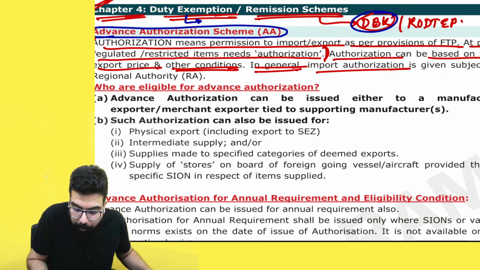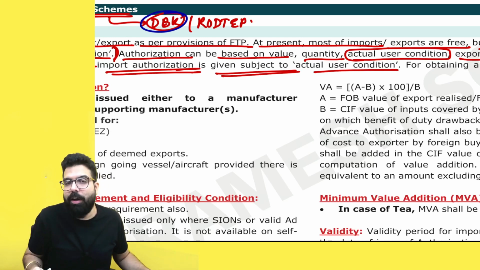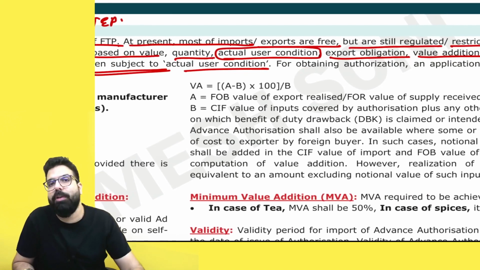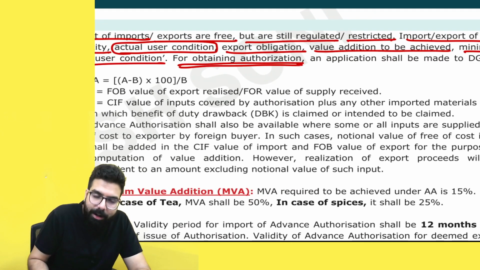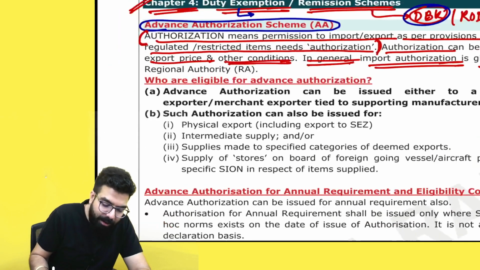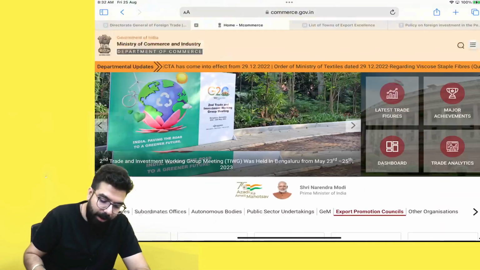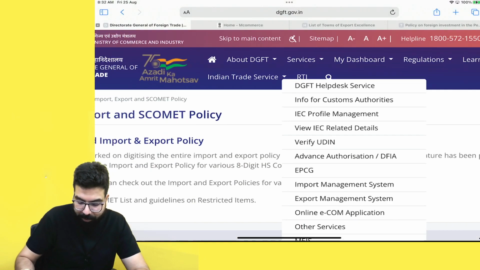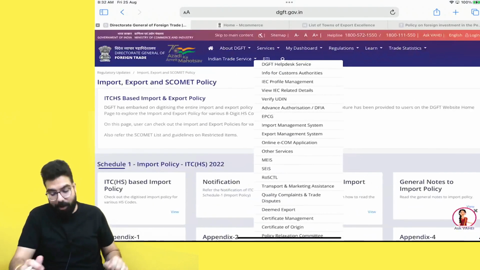In general, import authorizations are subject to actual user condition, means the actual user who has been given the authorization only can go ahead and import, and he has to use the imported product for making the final product. For obtaining authorization, an application shall be made to the DGFT or the regional authority. I have already shown you over here. You can go to the DGFT website, and on the DGFT website here you will see services, and you can take your advance authorization, DFIA authorization, EPCG authorization, etc.